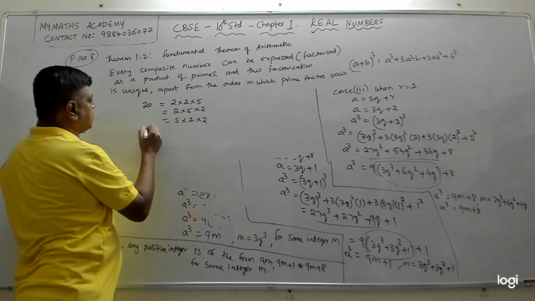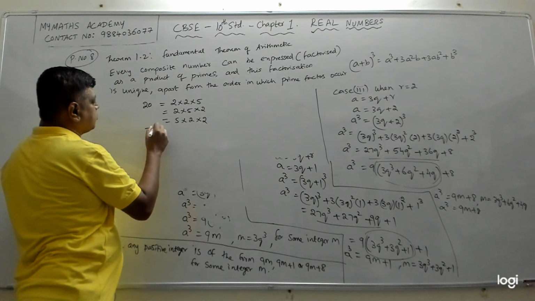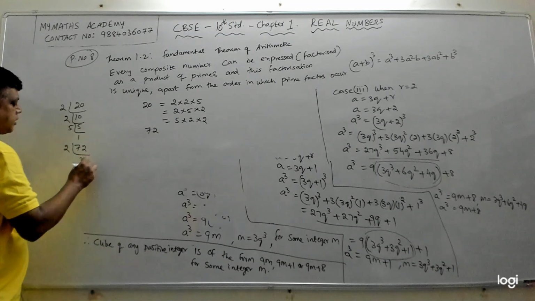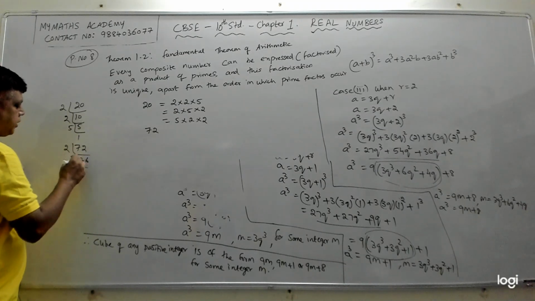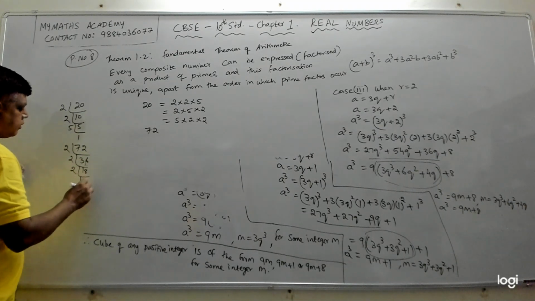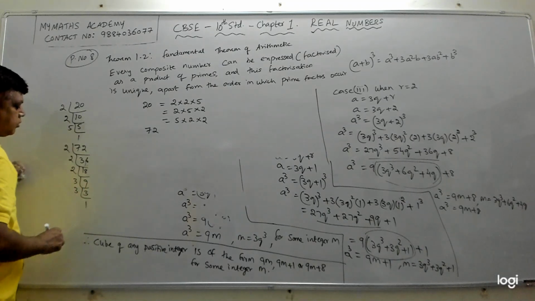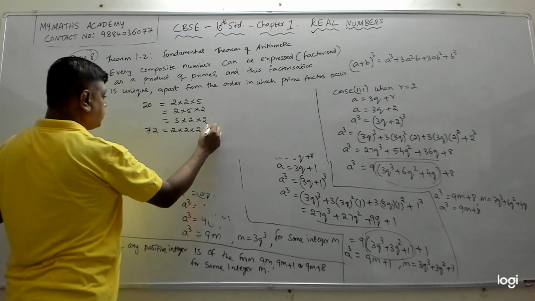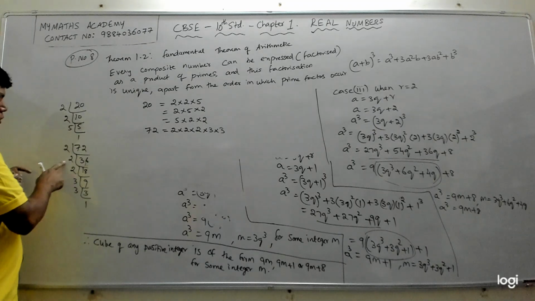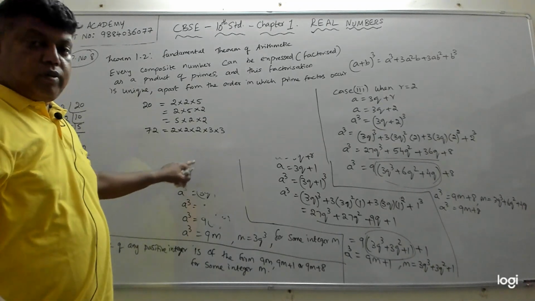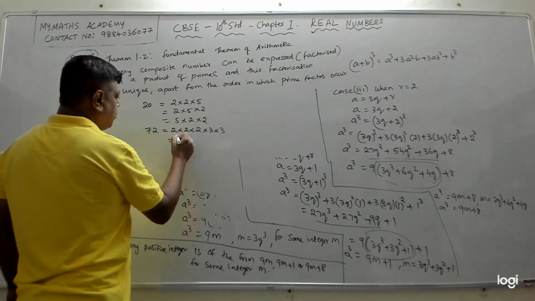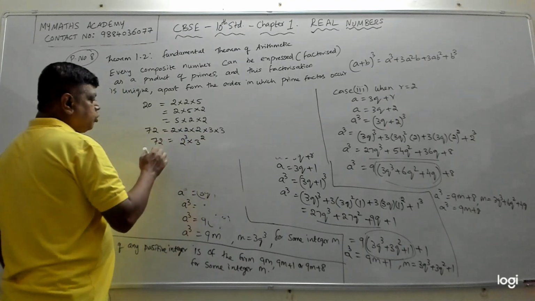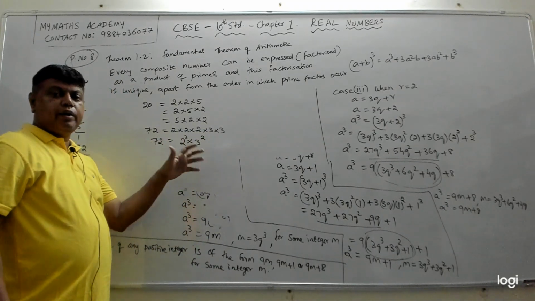Suppose I want to take 72. How can I write 72? 72 can be written as 2 into 36, again 36 is 2 into 18, again 18 is 2 into 9, then 9 is 3 into 3, into 1. So I can write 72 as 2 into 2 into 2 into 3 into 3. Right? I can even write this as 2 cube into 3 square. So you can write it only in this form, 2 cube into 3 square. You can't write it in any other form.